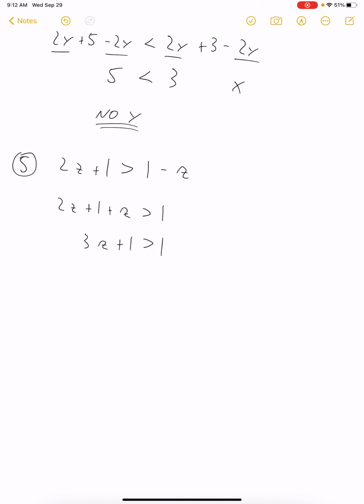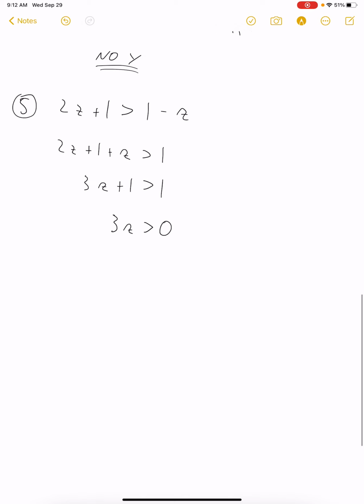Subtracting 1 from both sides of the inequality leads to 3z is bigger than 0. And dividing both sides by the positive number 3 leads to z is larger than 0. So the solution to the problem are all positive numbers.